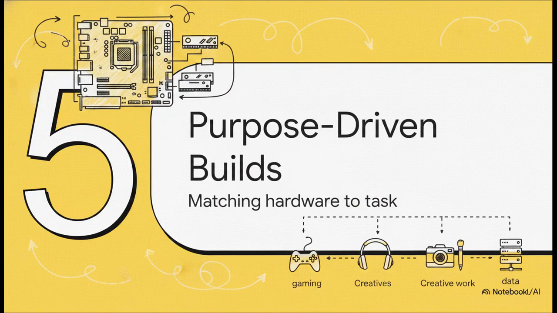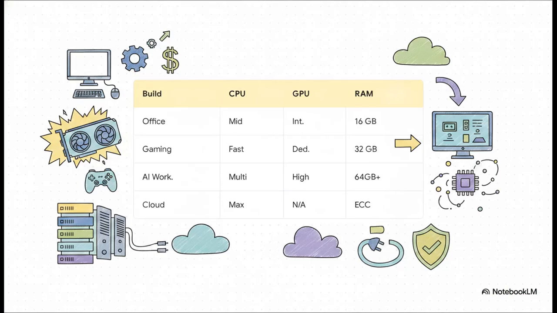And this brilliantly illustrates our next section, purpose-driven PC builds. Notice how drastically our hardware priorities shift depending on what the machine is actually meant to do. An office computer? That's all about efficiency. A mid-range CPU with integrated graphics works perfectly. But jump over to the gaming column, and suddenly graphics performance becomes absolutely critical, demanding a fast CPU and a powerful dedicated GPU. Now jump down to an AI workstation, and we're talking extreme demands.